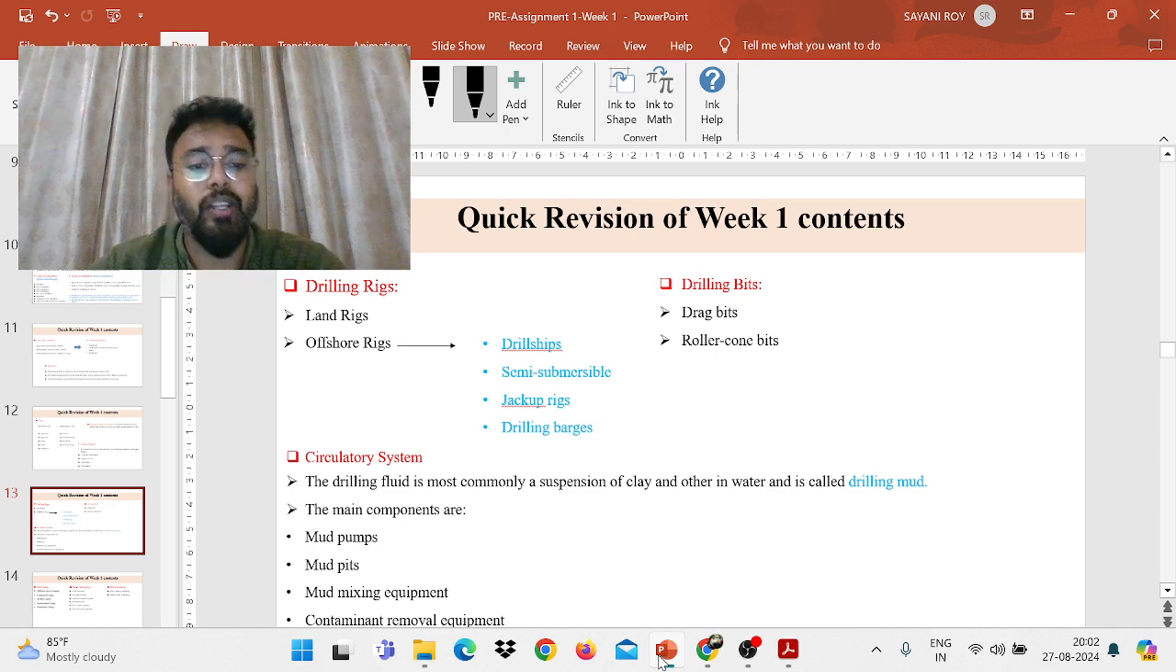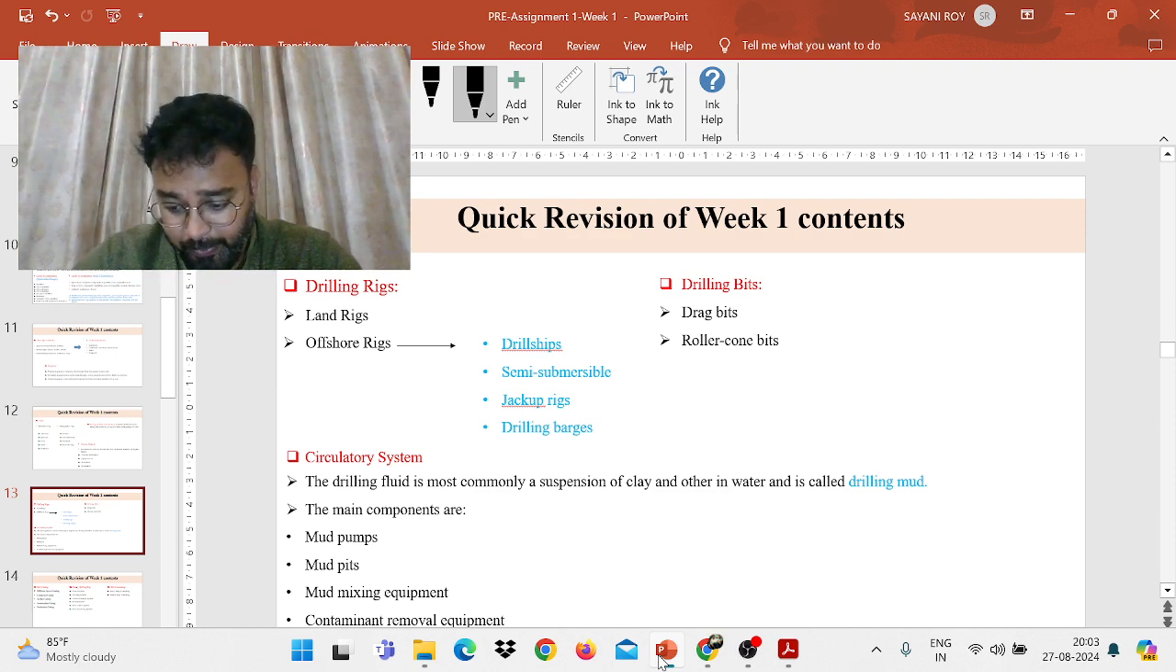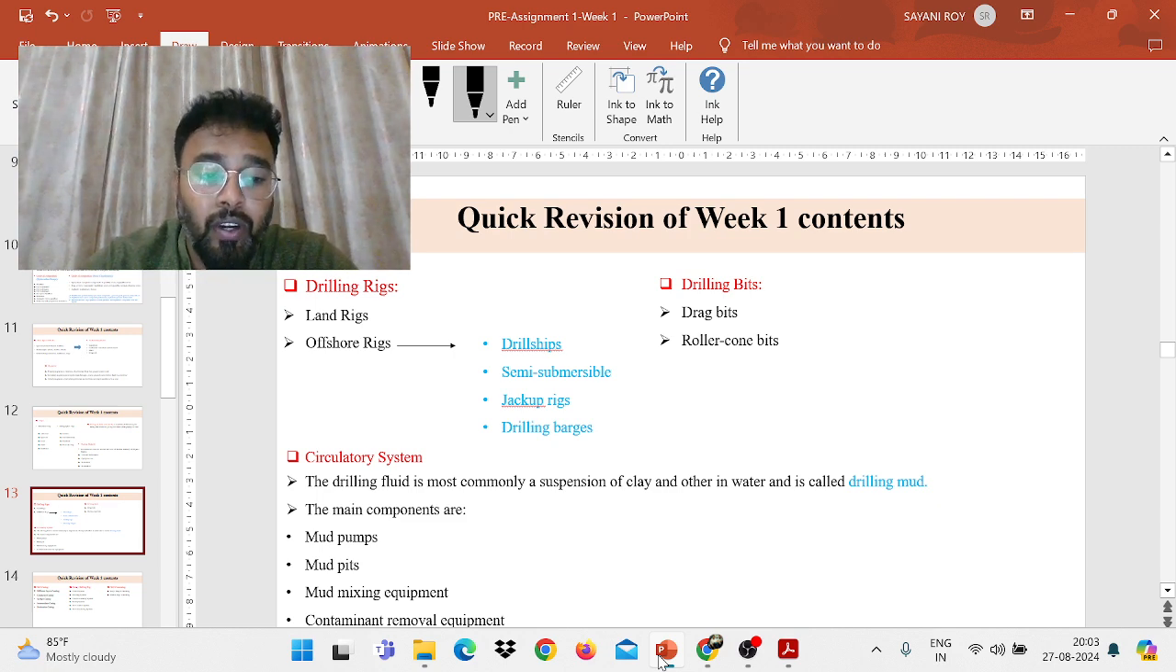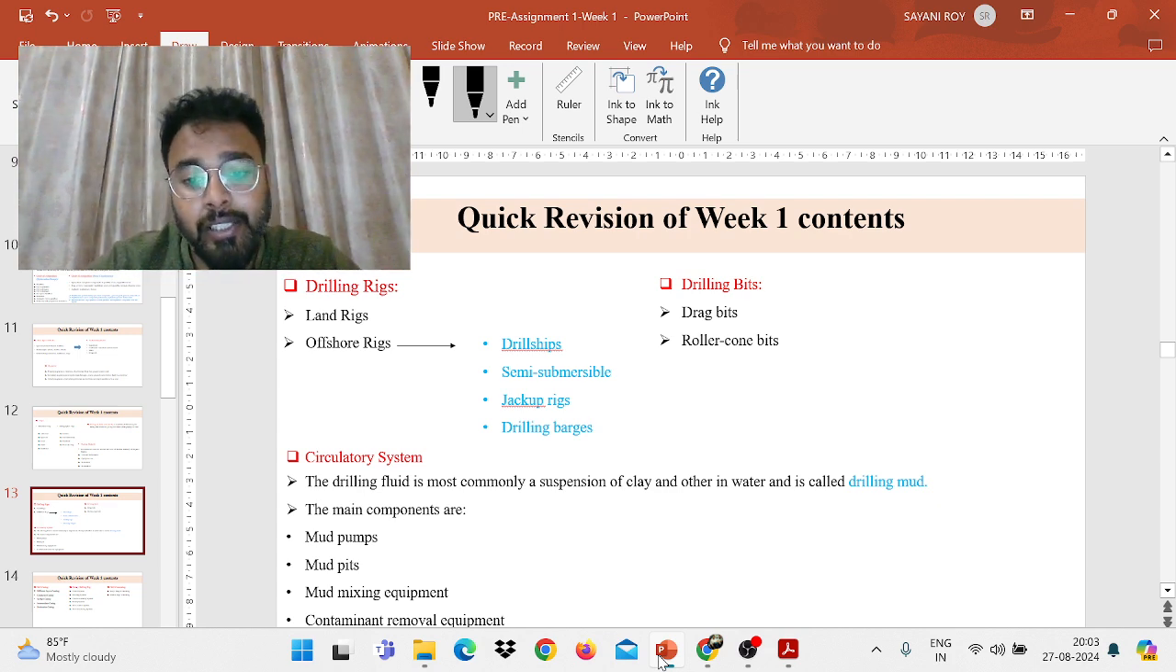Next is the circulatory system. The circulatory system is mainly the circulation of the drilling fluid, which is the drilling mud. Drilling mud is one of the very important aspects of drilling. We won't go into much detail because it's just a brief overview of all the systems, so that while going through the course you don't find any confusion. This is mainly covered in the drilling engineering subject. In reservoir engineering, we just have a brief overview of all this.